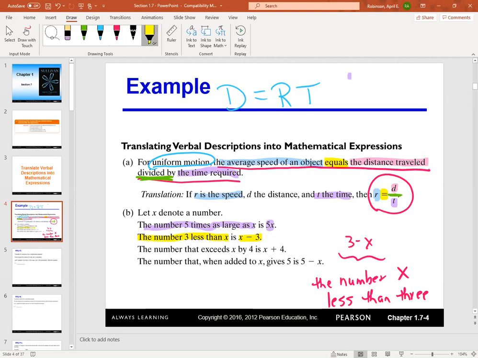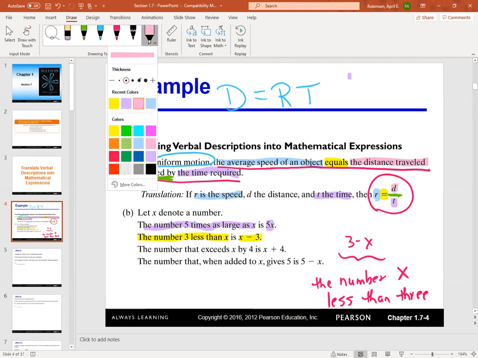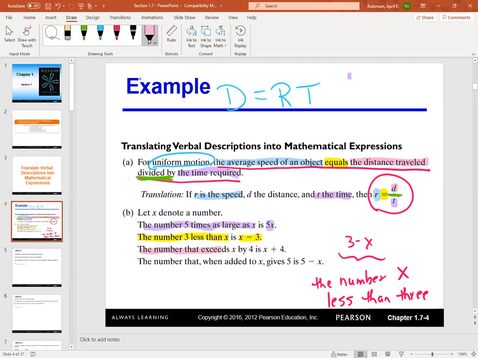The next one they use is the word exceeds. The number that exceeds x by 4. Exceeds just means go above and beyond, so it's an addition thing. Exceeds, you could literally say a sum. A sum is what you get when you add. More than can mean add. Total means add.